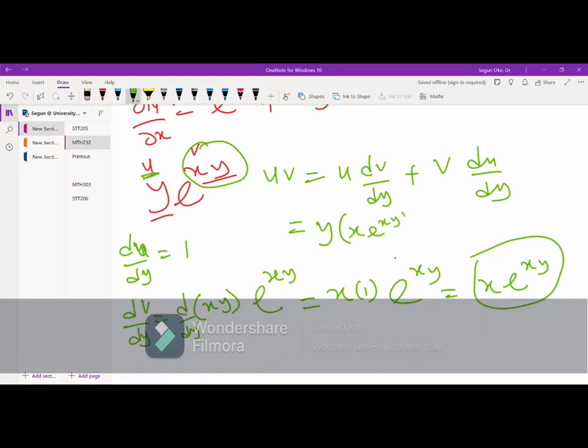exponential xy. Plus, what is my v? Exponential xy is my v. What is the du/dy? 1. If I'm to write everything out again, what am I going to get? y times x, I can write it together: xy exponential xy plus exponential xy. That's all. All I want is exactness. Are you okay with this?